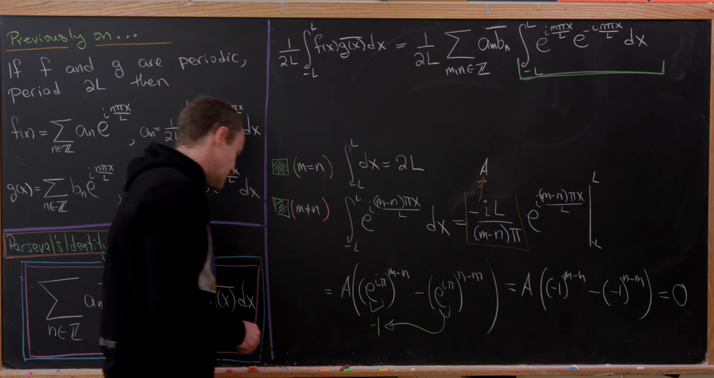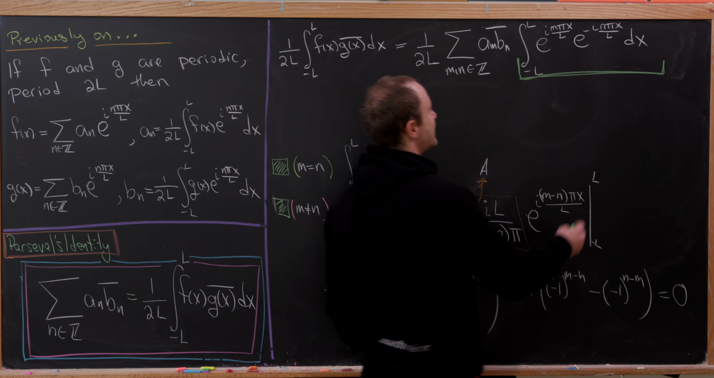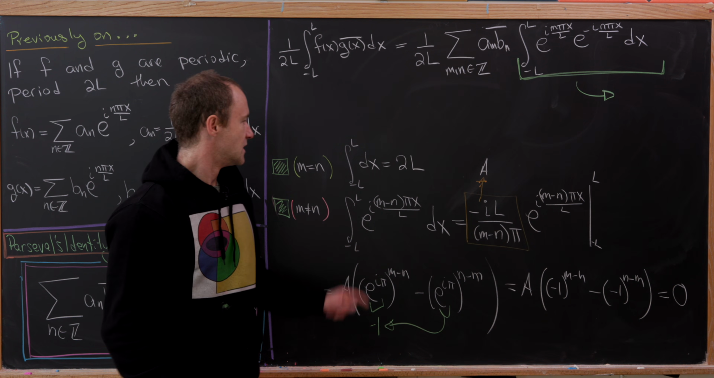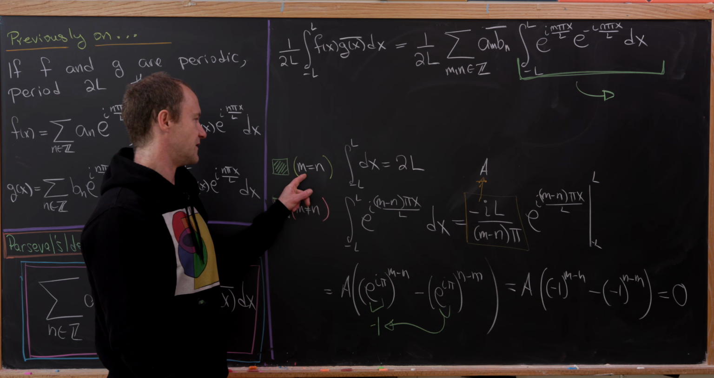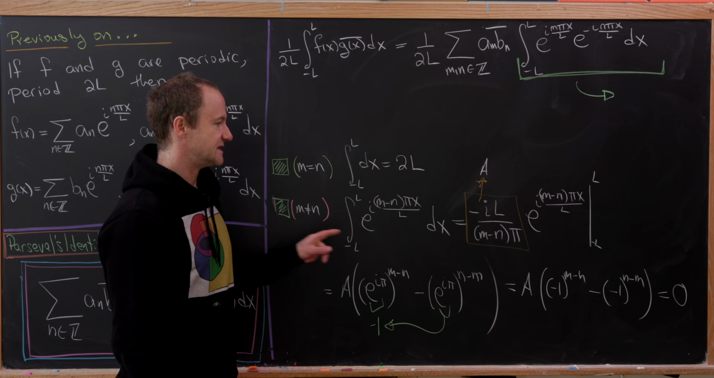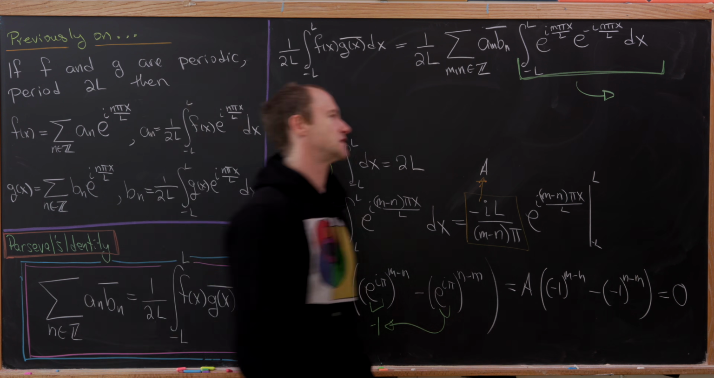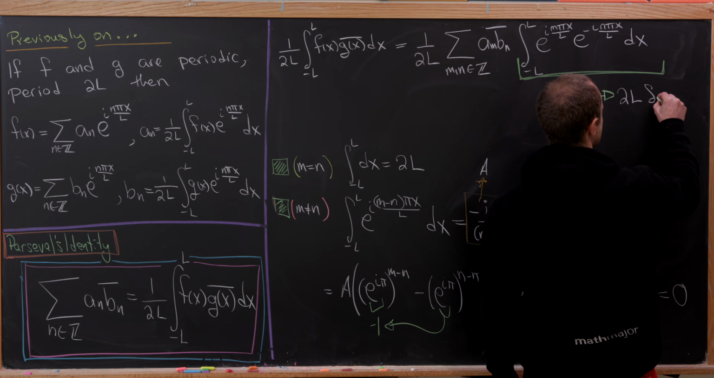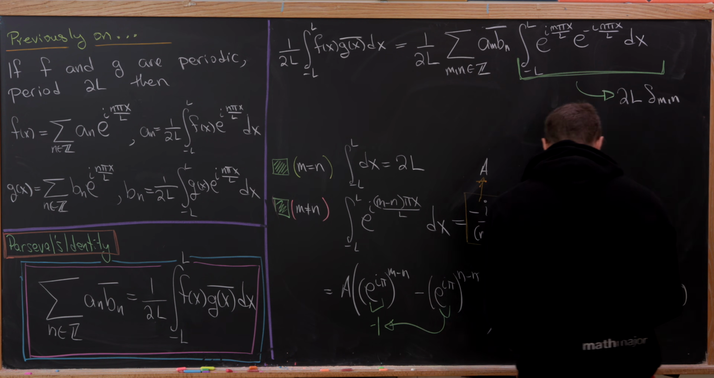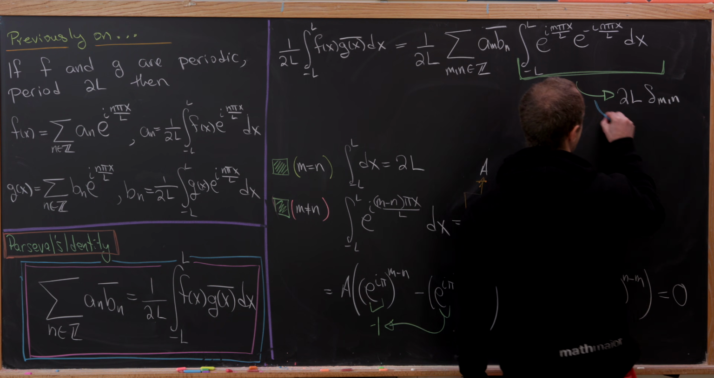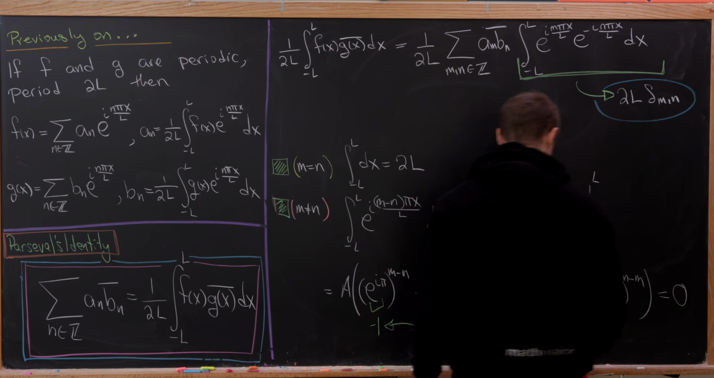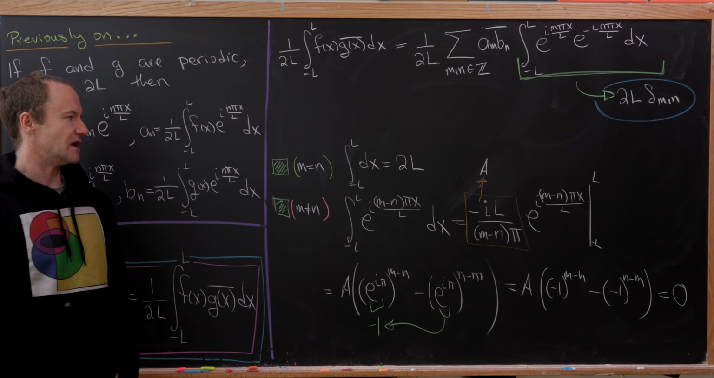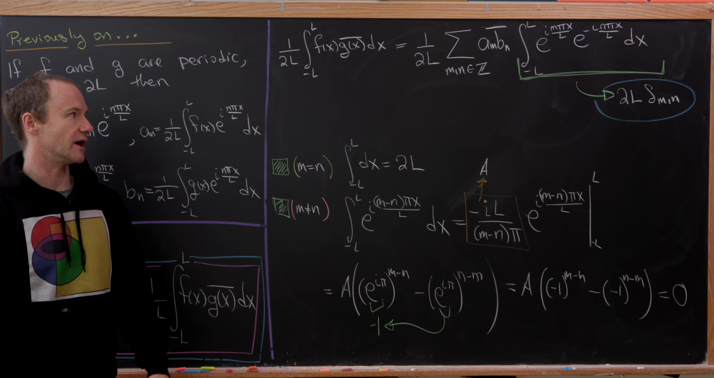Well, that actually gives us a really simplified way to think about this integral right here. Notice it's 2 times L if m is equal to n, and it's 0 if m is not equal to n. So putting that together, this is equal to 2 times L times this delta mn, where this delta mn is the Dirac delta symbol. So that gives us a 1 if m is equal to n and a 0 otherwise.